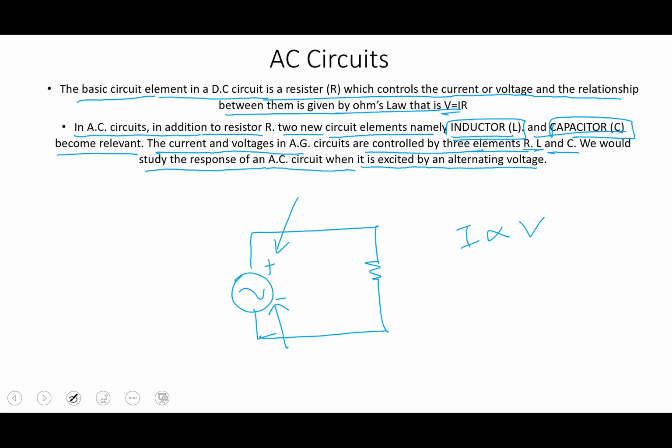Now, as time passes, the current will flow through this resistor and go to the negative terminal. And after some time, the terminals change their polarity. So this becomes negative and this becomes positive. So the direction of the current also changes, as we are following the conventional current.